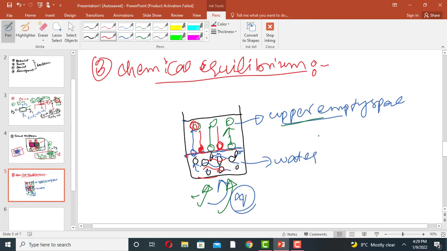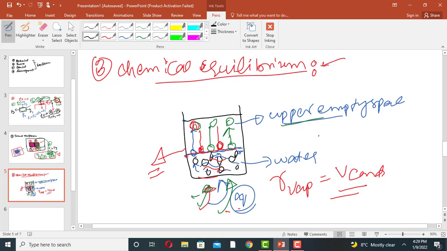Now when we continuously give heat to this system, a time will be reached when the rate of vaporization will be equal to the rate of condensation. In that case, this system will be said to be in chemical equilibrium. So suppose three molecules are converted from liquid water to vapor.